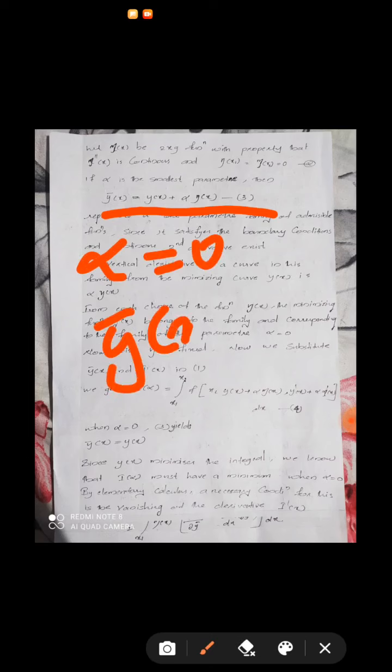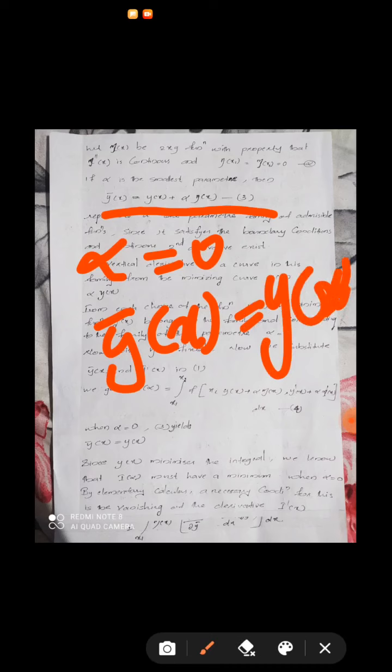When alpha is equal to 0, y bar of x is equal to y of x. So it depends on the value of alpha. Then for each choice of the function eta of x, the minimizing function y of x belongs to the family and corresponds to the parameter alpha equal to 0.